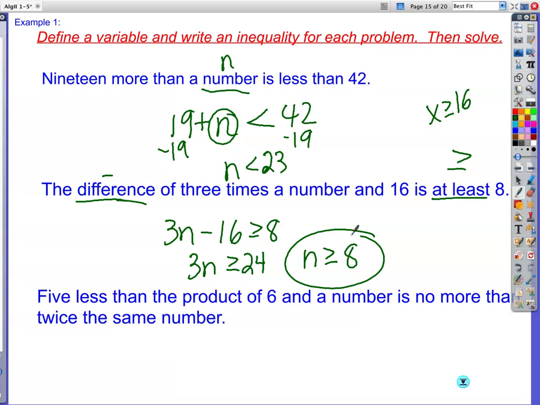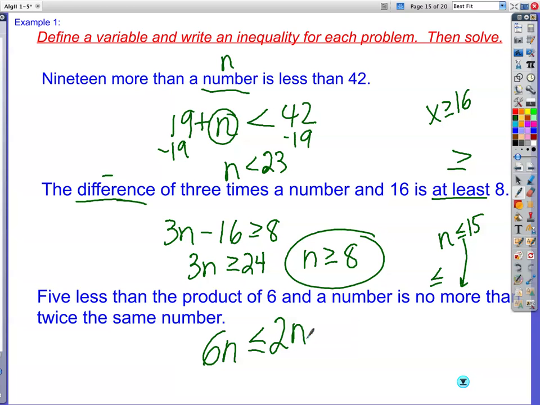Okay. Next one. 5 less than the product of 6 and a number. Product means multiply. Is no more than. If you are no more than 15 years old, that means you could be exactly 15 or 14, because if you're 14, you are no more than 15 years old. So that's your inequality for this, no more, less than or equal to. And I will write less than or equal to is no more than twice the same number.